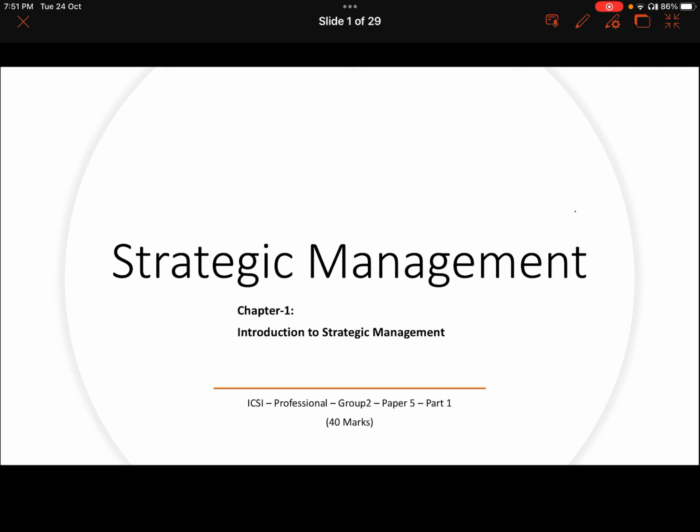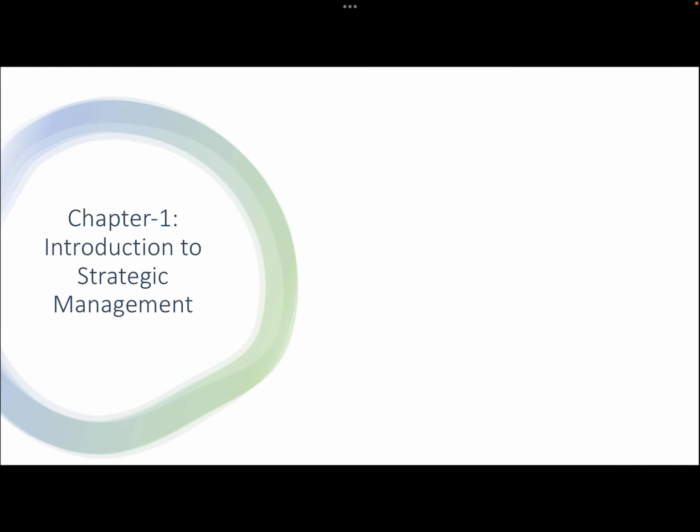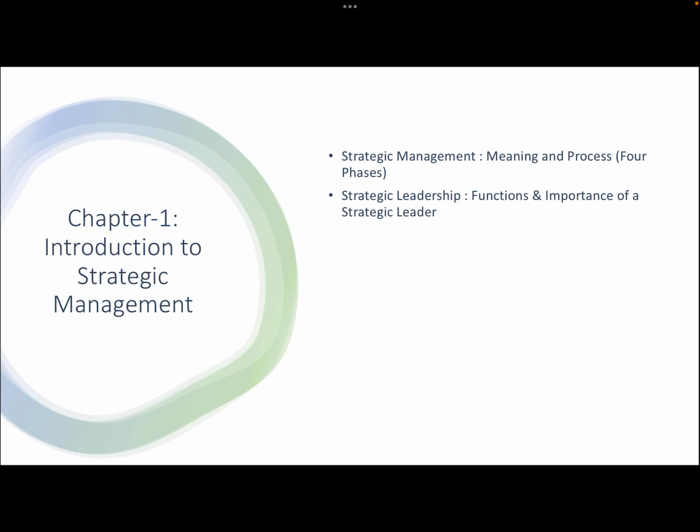Today we will start our discussion with Introduction to Strategic Management, which is the first chapter on the strategic management side. Chapter 1 is divided into 7 subsections for the sake of simplification. First part is strategic management: the meaning and the process of strategic management we will discuss in this, followed by strategic leadership.